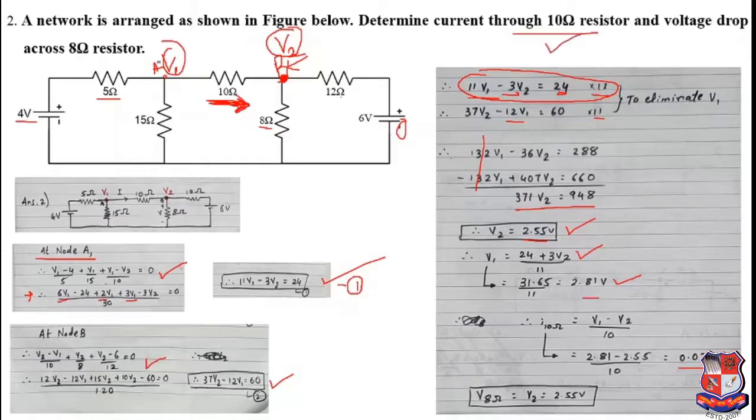Now we need to find the voltage across 8 ohms. So voltage across 8 ohms is nothing but the voltage V2 itself, and we have found the value of V2, that comes out to be 2.55. So voltage across 8 ohms will be 2.55. So I hope that this numerical is clear. The previous numerical was very simple example. Over here we have used node analysis.